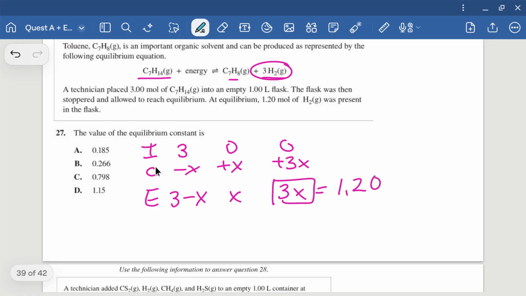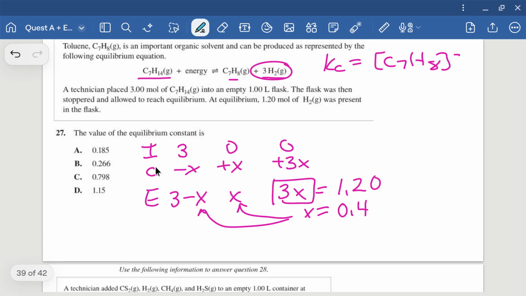So now that's enough information to solve for x, and you'll find out that when you do that, what will x equal here? 0.4. And then you can solve the other ones here by plugging in x, and then you can set up your Kc expression, right? Products over reactants. And plug in those values that you would calculate now that you know x. So now that we know x, we'll know what these numbers are. So we go ahead and plug that in.